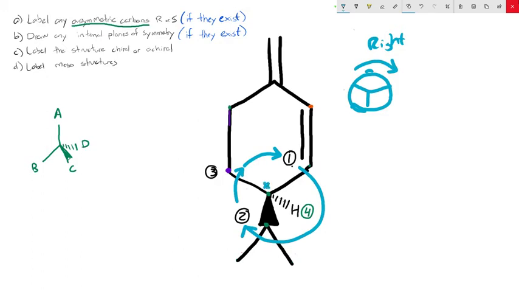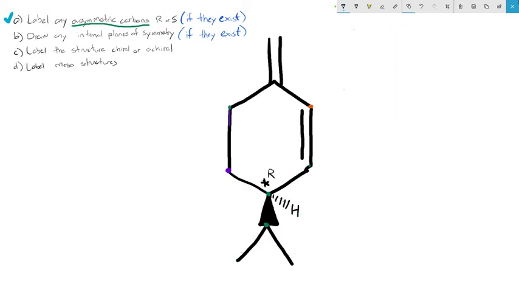Therefore, this chiral carbon should be R. Cool. Okay, so that's the first part of the question done. I'm going to clean this up again and then talk about internal plane symmetry. After we've labeled the carbon R or S, we no longer need the priority groups. So I've erased all those. I've kept the star and the R. That's the important information from that.